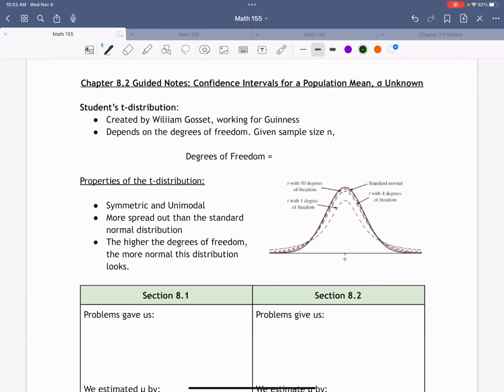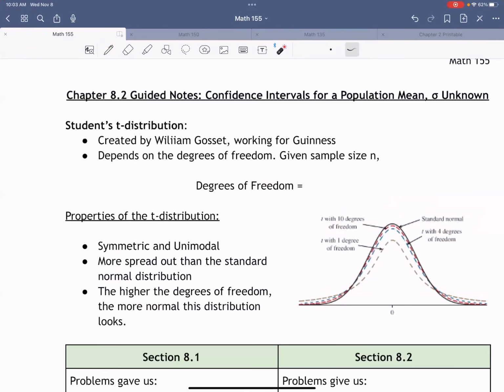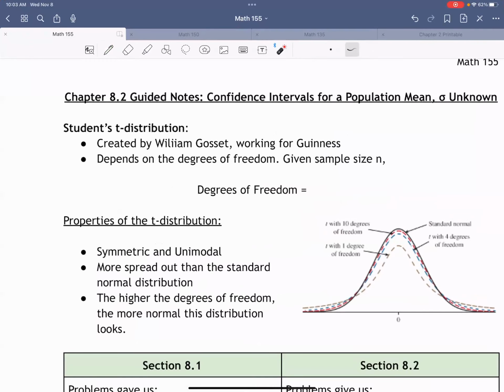All right, but before we talk about that, I do want to talk about a new distribution, okay? We talked about some distributions before. We know the binomial distribution. We know the normal distribution. There's a new distribution that isn't really used that much, but we do use it in this section. It's called the T distribution, okay?